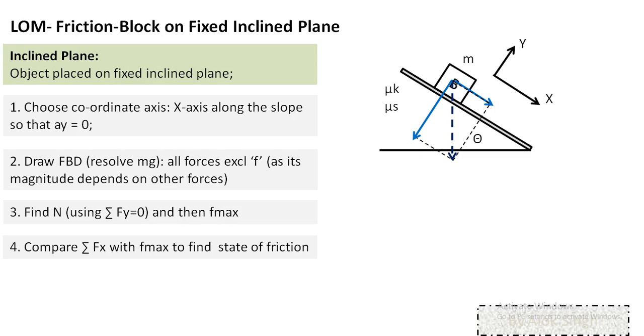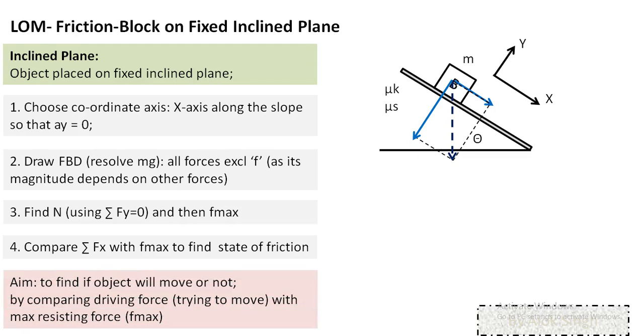Finally, we'll compare the forces. For the purpose of this lecture, we'll call the summation of force in the x direction the driving force, the force which is trying to slide or move the block, and we'll compare this Fx with the maximum possible frictional force, that's the resisting force. When we compare these two values, we can find out the state of friction, which could be static, limiting, or kinetic. So what is the aim of these 4 steps? To find if the object will move or not.